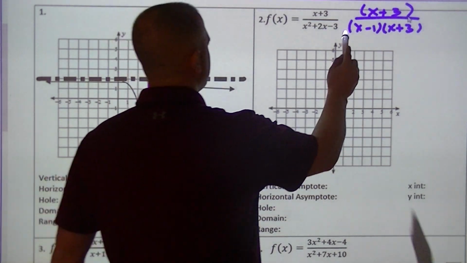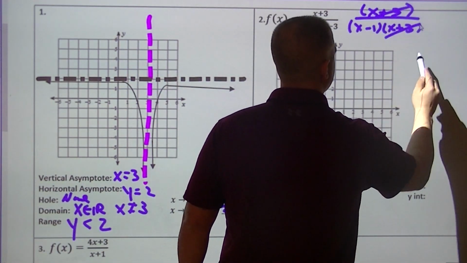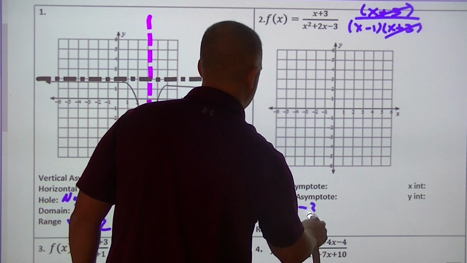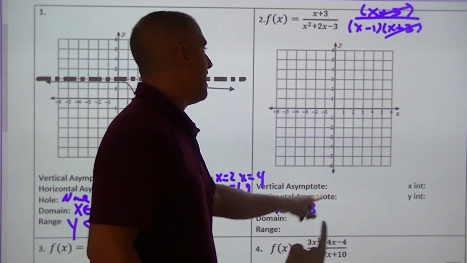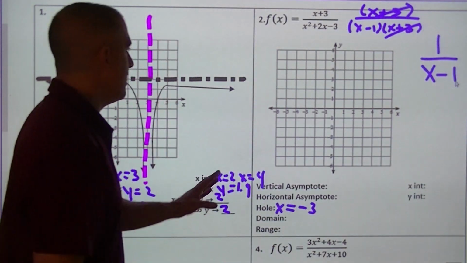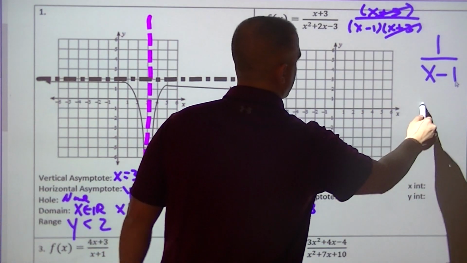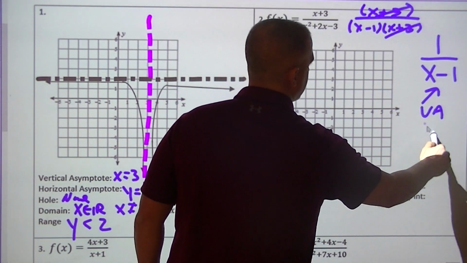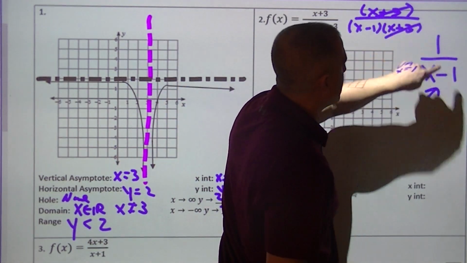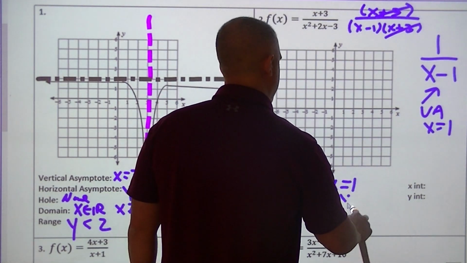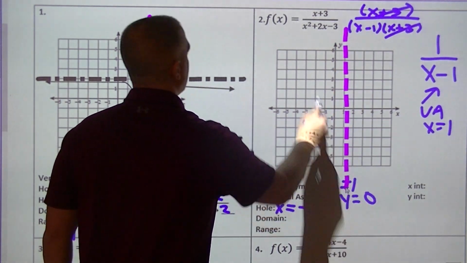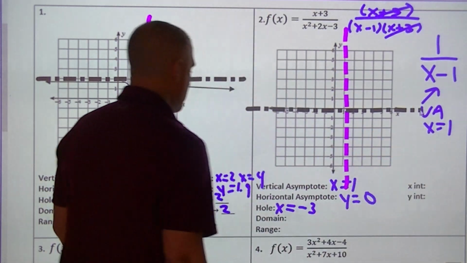What happens here is the x plus 3 gets crossed out. The solution for that is my hole will be at negative 3. Remember, it's always the opposite sign of the factor. So what I have left over is this. My vertical asymptote, I solve that denominator, which is x equals 1. My horizontal, since I have a number over x, will automatically be y equals 0. So x equals 1, y equals 0.